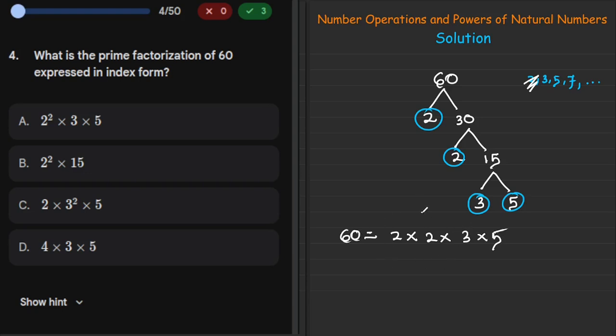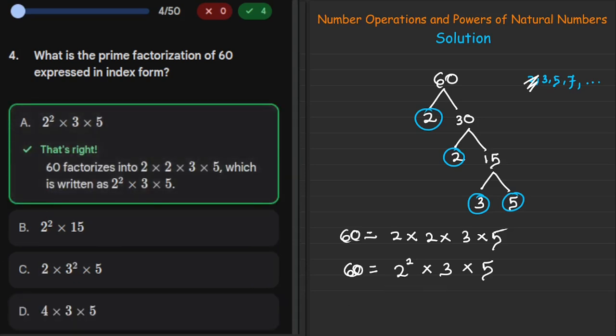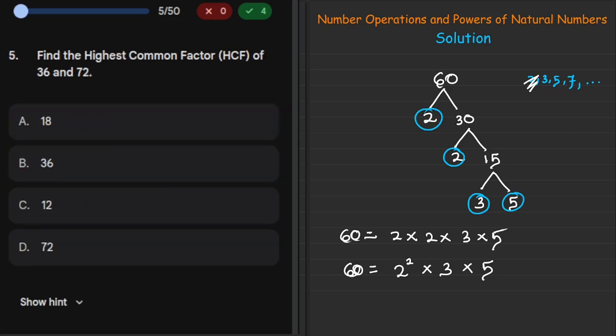If you want to rewrite this in index notation, then we say how many times are we multiplying 2? Just twice. That is 2 raised to the power 2, times we have just a 3 and then times a 5. And that is going to be the prime factorization of the number 60. So where do we see that? That is the A we have over here. Hence our answer is A. I do hope you got the answer on your own. Let's look at question number 5.